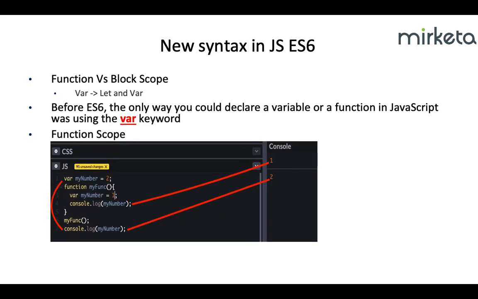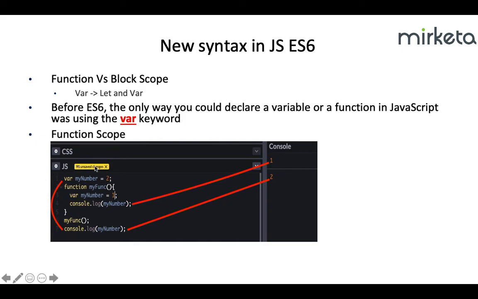Okay, first one is the block scope. What is the difference between function versus block scope? We are all aware of the var keyword in JavaScript, right? So before ES6, whenever we declare a variable or function, we use the var keyword. So this is the function scope code. For example, if we use var within a function, then see what will happen.